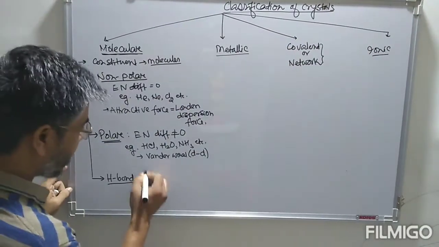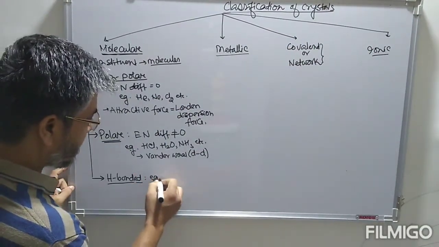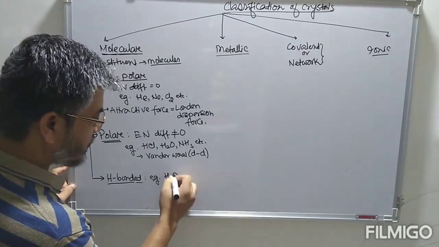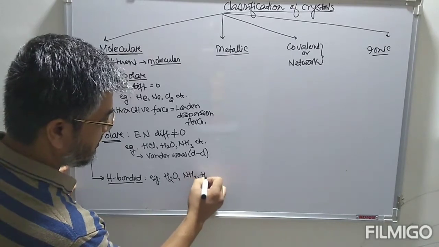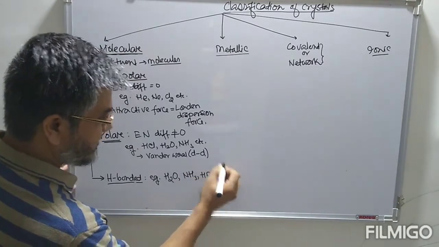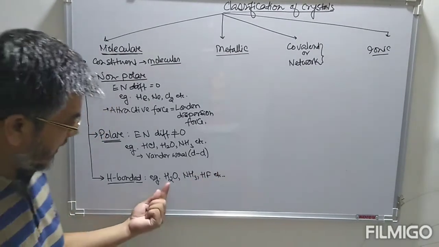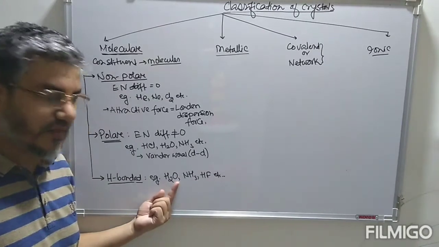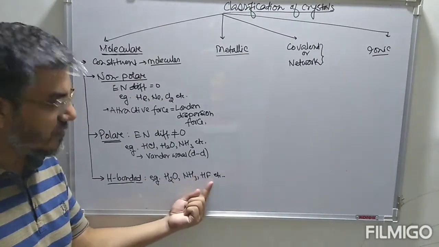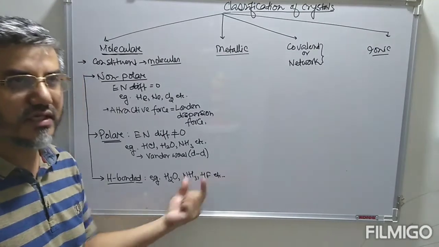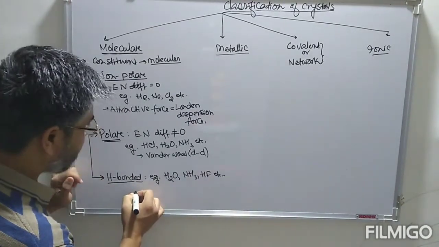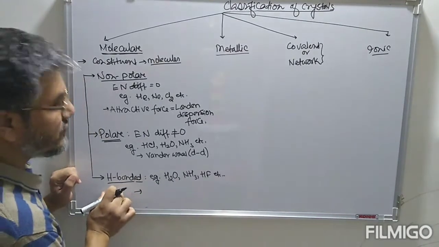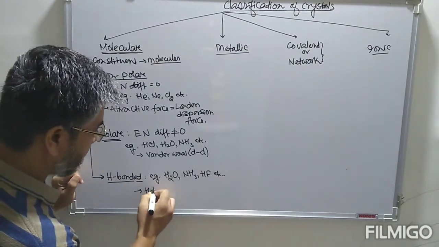So in case of this, we have examples like H2O, NH3, HF, etc. So hydrogen is attached to an electronegative atom, oxygen, nitrogen or fluorine. So this hydrogen gets involved in hydrogen bond. So the attractive force in this category of solid is hydrogen bond.